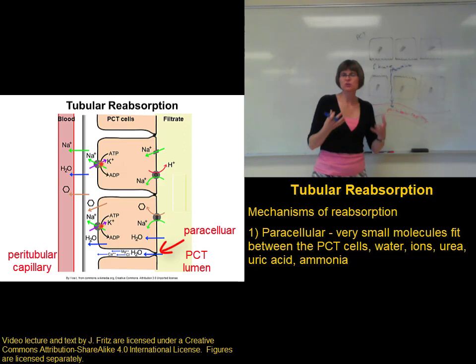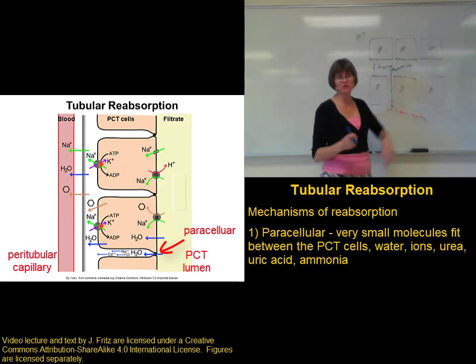Something bigger like glucose or an amino acid will not be able to be reabsorbed by the paracellular route. But water can fit through, as can ions, things like sodium and potassium and chlorine. And also some small things that we would probably prefer not to reabsorb. Things like urea and uric acid are small enough to get out between the cells.